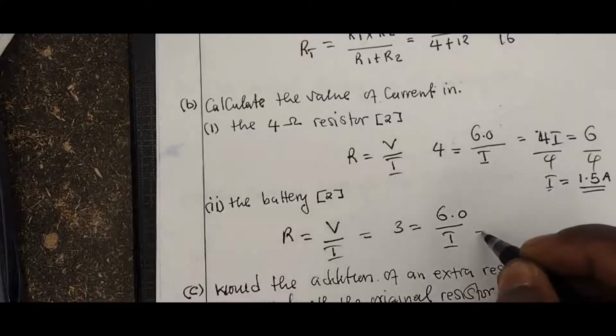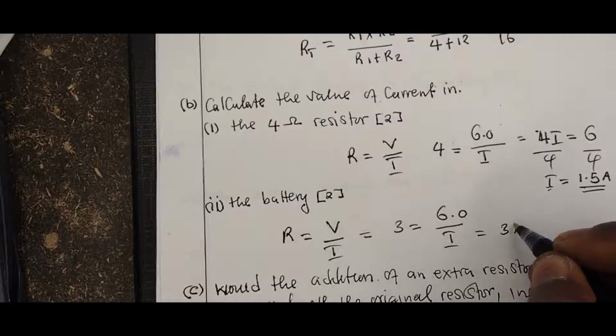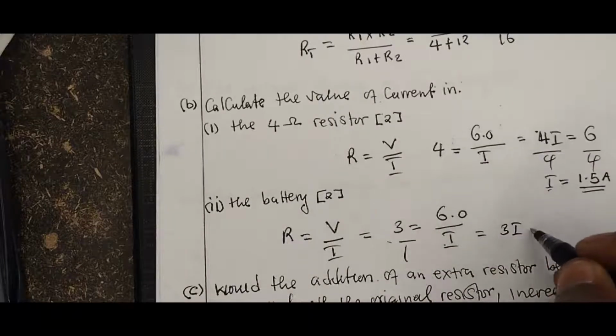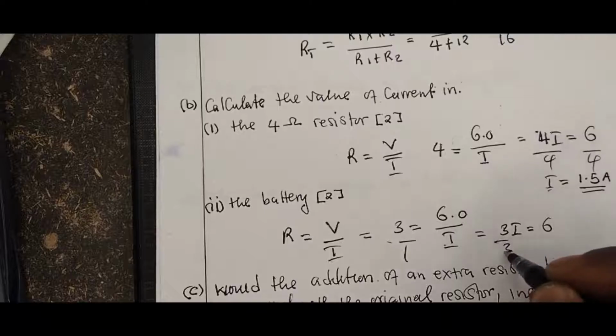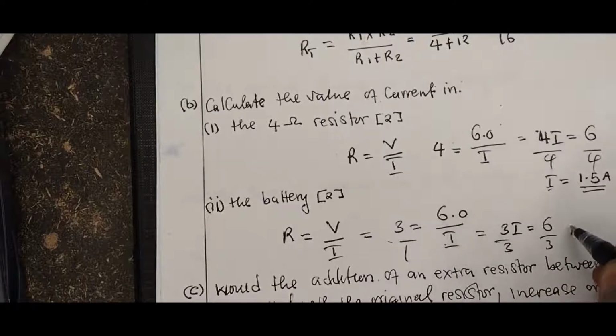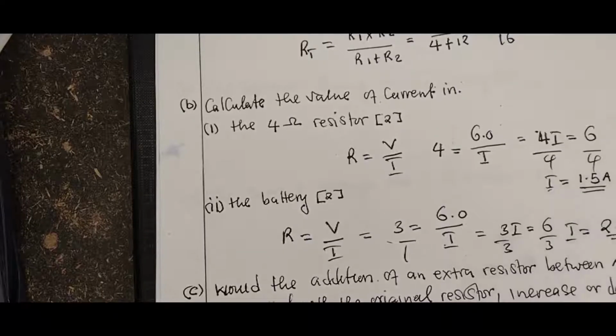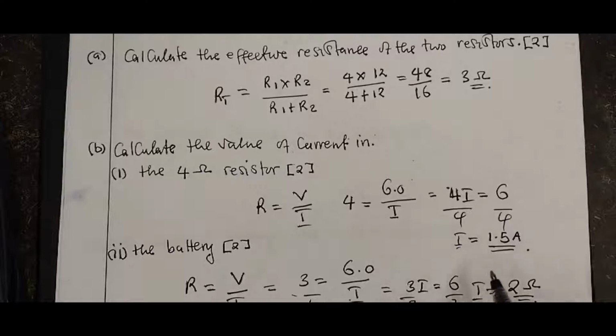We are finding current. Therefore, 3I is equal to 6. We divide by 3, and the current we find to be 2 amps. Now, if you look at this, the one that is flowing through the 4 ohms is 1.5.